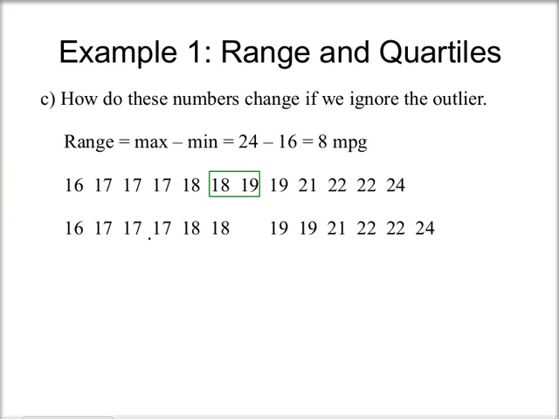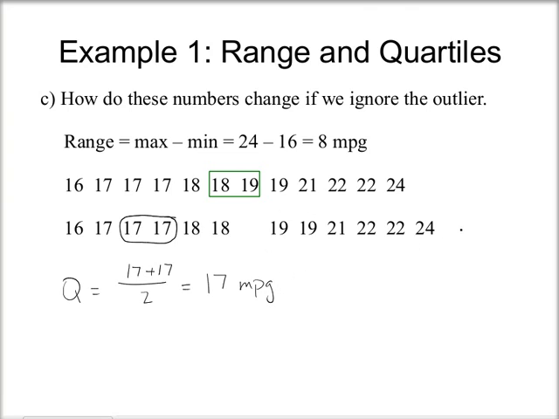Now I've still got 6 observations in each of my halves. So Q1 is the median of my lower half. And again, I've just got 2 17s there. That hasn't changed at all. So 17 plus 17 divided by 2 is 17 miles per gallon.